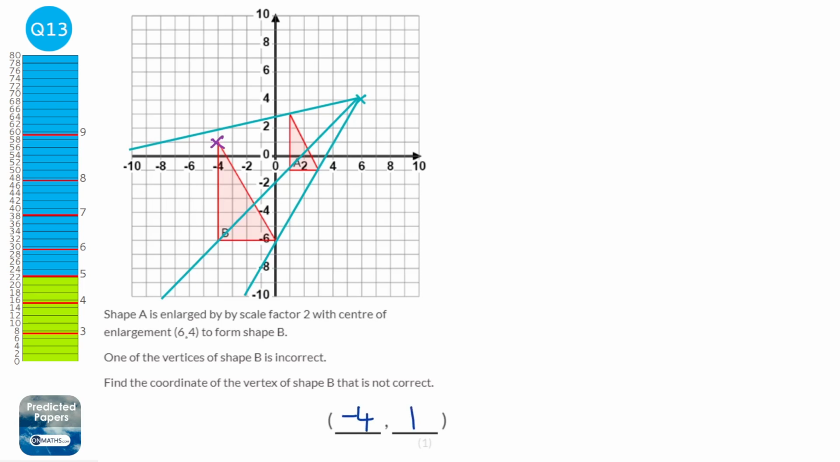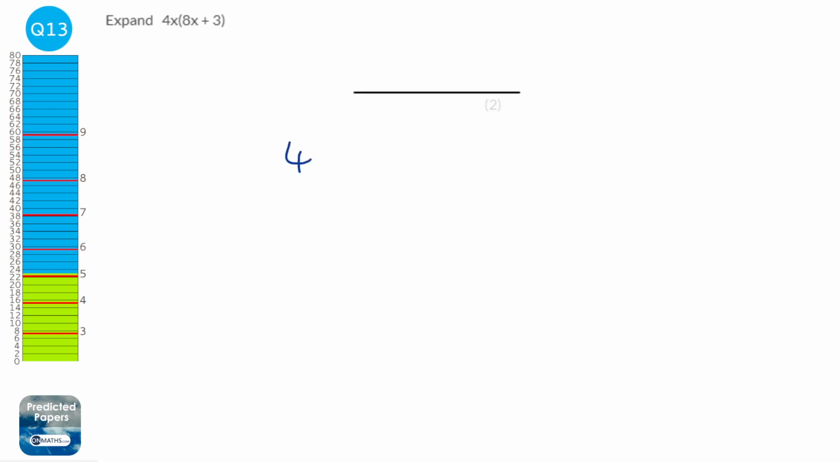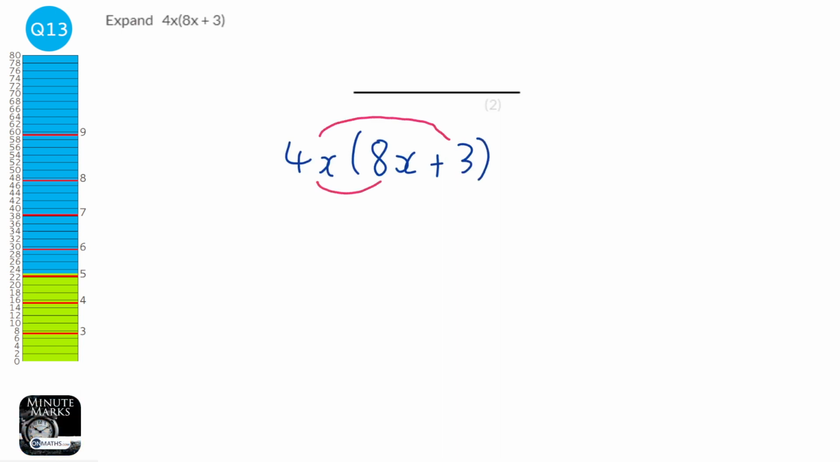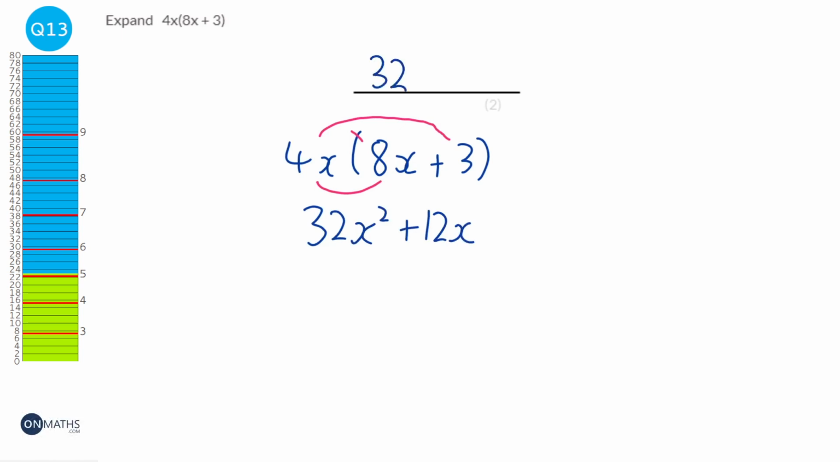I'm going to write this out just a bit bigger so we can see what's going on. And there are loads of different methods for expanding brackets. I'm going to use smile and rainbows. So smile there, rainbow there, and I always put a little notch here to remind me to times it. So we're going to do 4 times 8, which is 32, and x times x, which is x squared. Then we're going to do 4 times 3, which is 12, and x is just there. So when we expand that, we get 32 x squared plus 12x.